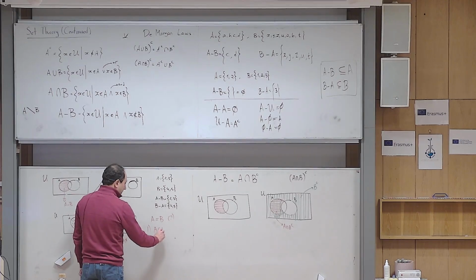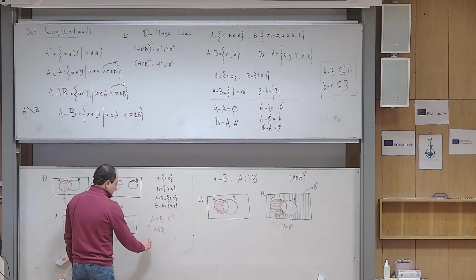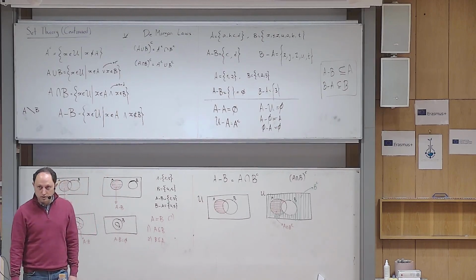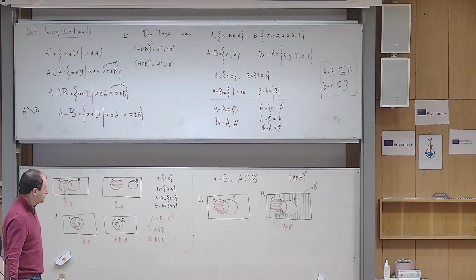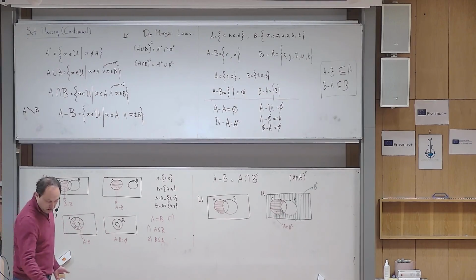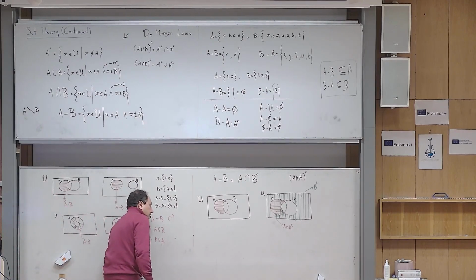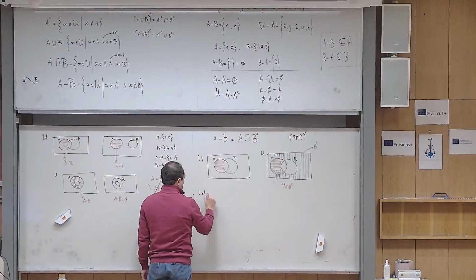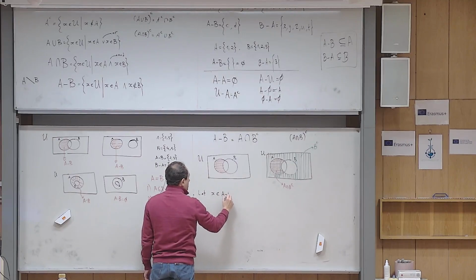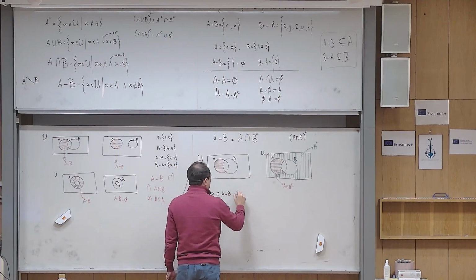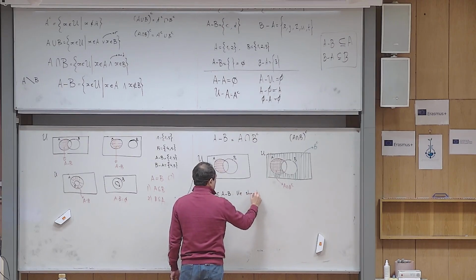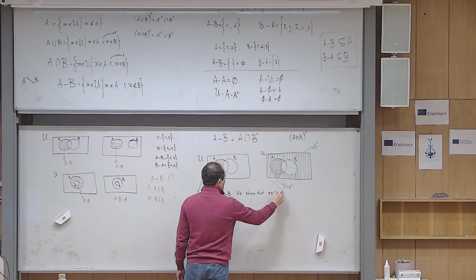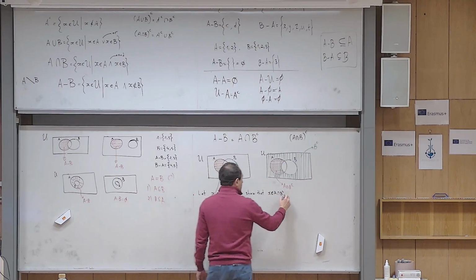First, I have to show that the left side is a subset of the right side, and the right side is a subset of the left side. If I can show this together, it becomes A equals B. So I would write it like this. I would say that let X be an element in A minus B. We show that X also belongs to A intersection B complement, but that is not enough, and vice versa.